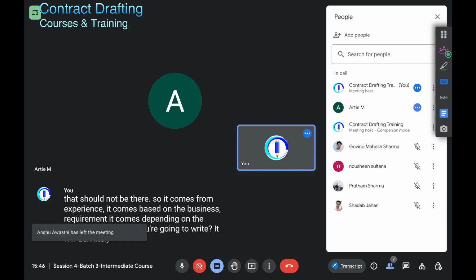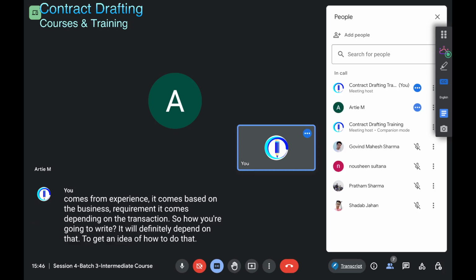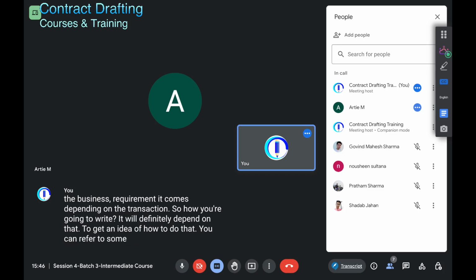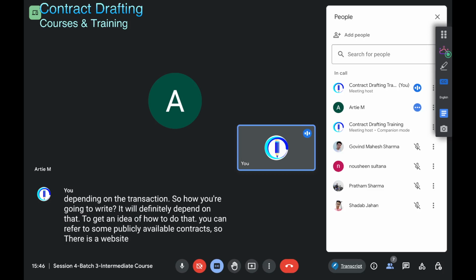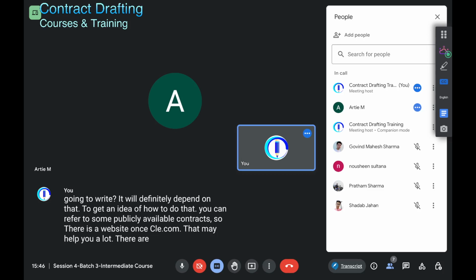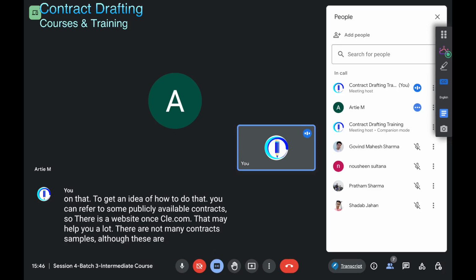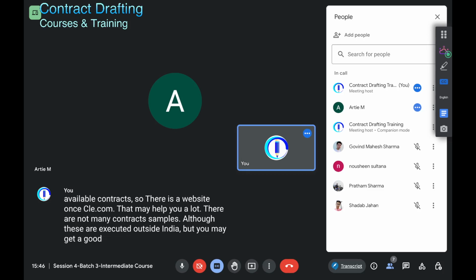To get an idea of how to do that, you can refer to some publicly available contracts. So there is a website onecle.com that may help you a lot. There are a lot many contract samples, although these are executed outside India, but you may get a good idea from what has to be there in a contract, what should not be there.